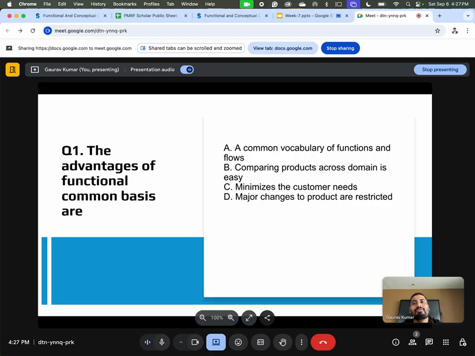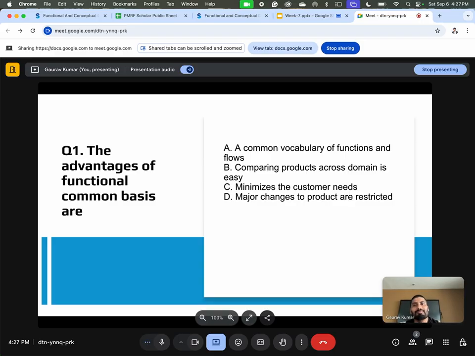Therefore, the functional common basis does not restrict design changes or minimize customer needs. It actually enhances flexibility and opens up opportunities for improvement. The main benefits lie in creating a universal vocabulary and enabling meaningful comparisons across domains.